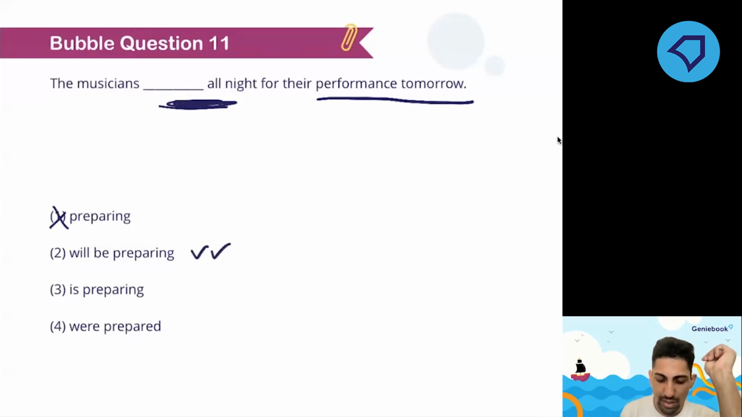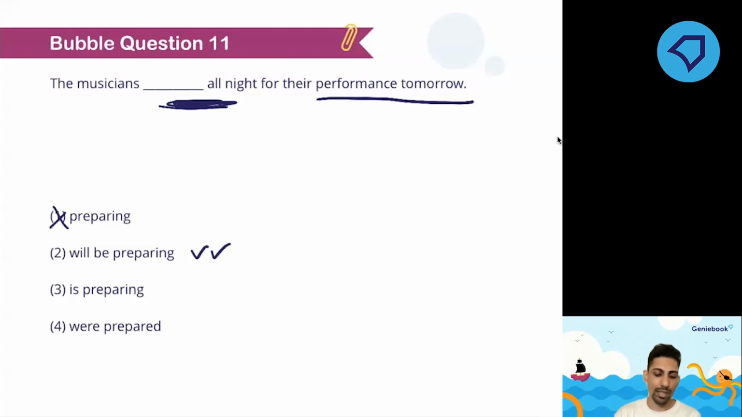That means that, let's say I'm in the band, okay? Tomorrow is my performance. I will be preparing all night. It means maybe from 7 o'clock onwards, I'll be preparing, polishing my instrument, setting up the stage. I don't know. All the way till tomorrow. Very bad idea, but that's what the sentence is trying to tell us.